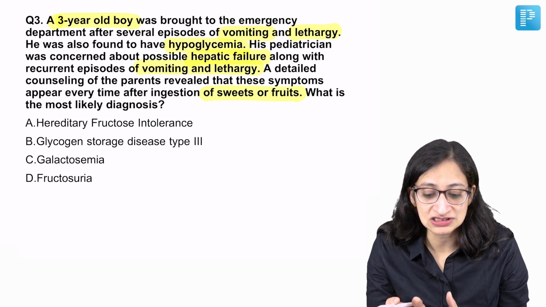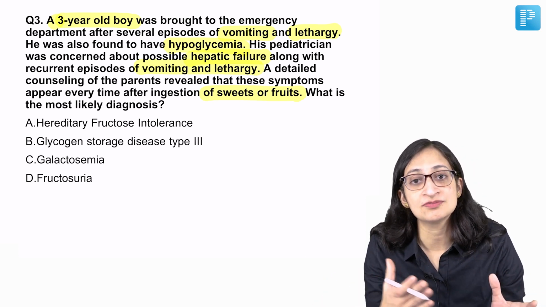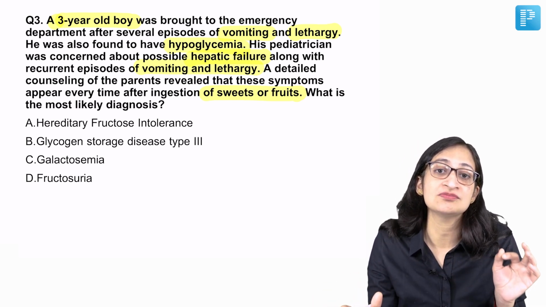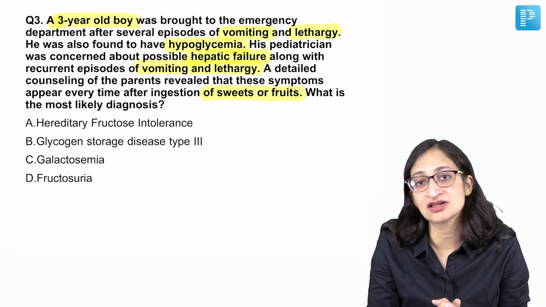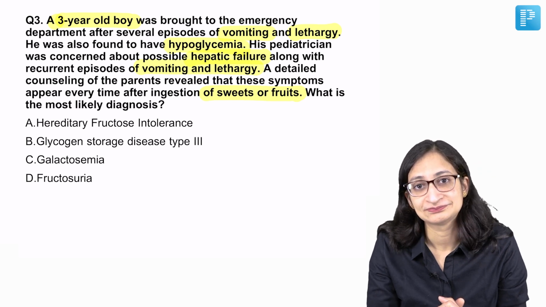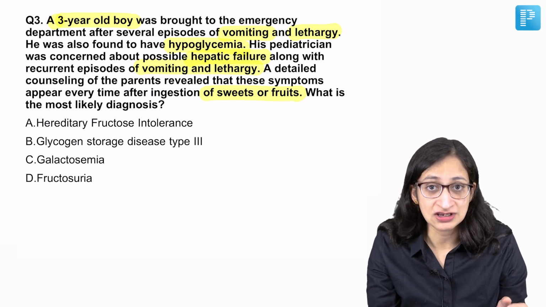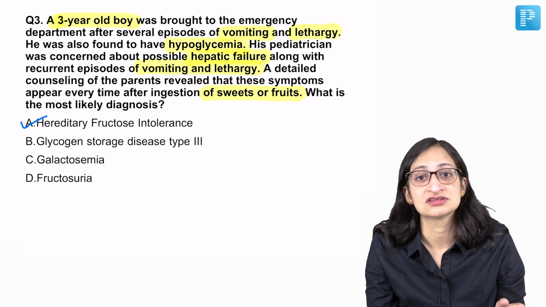Now, this definitely seems to be a metabolic disorder where you have a child with vomiting, lethargy, episodes of hypoglycemia, and this is an episodic illness, and this is precipitated mainly on taking sweets or fruits. So what do you think is the most appropriate answer for this question? Waiting for your answers? Very good. So this appears to be a case of hereditary fructose intolerance, right?